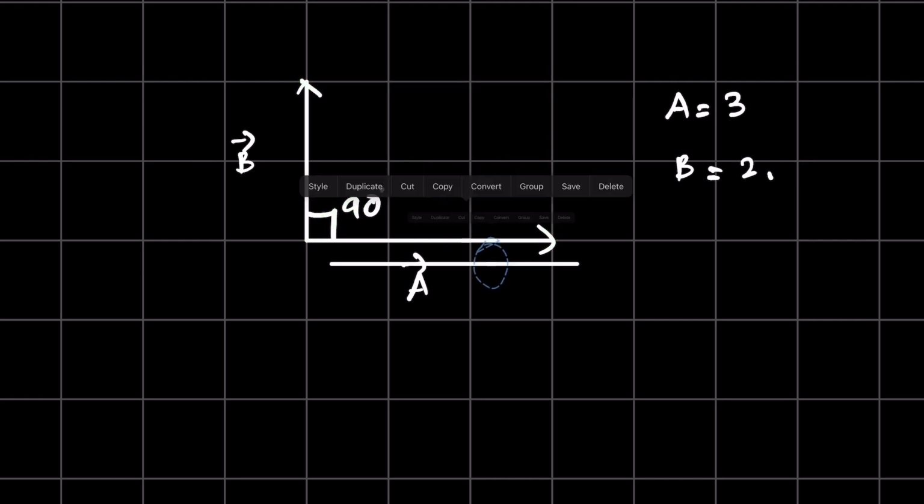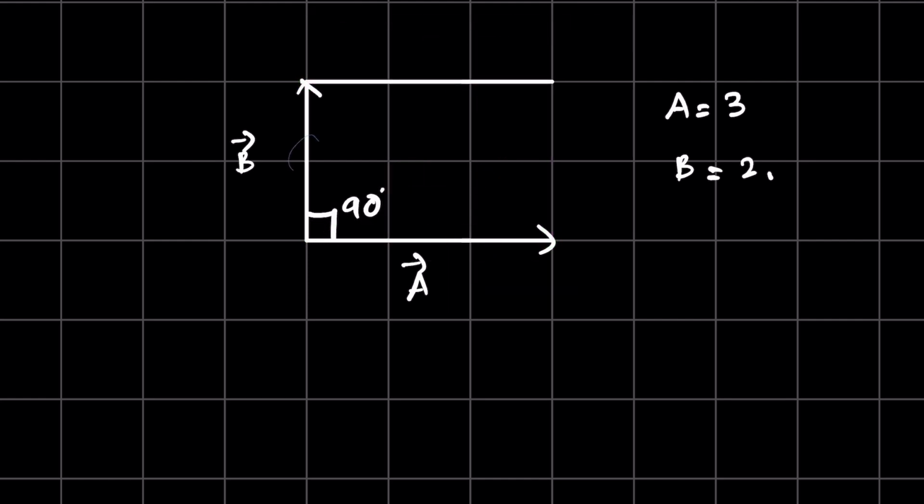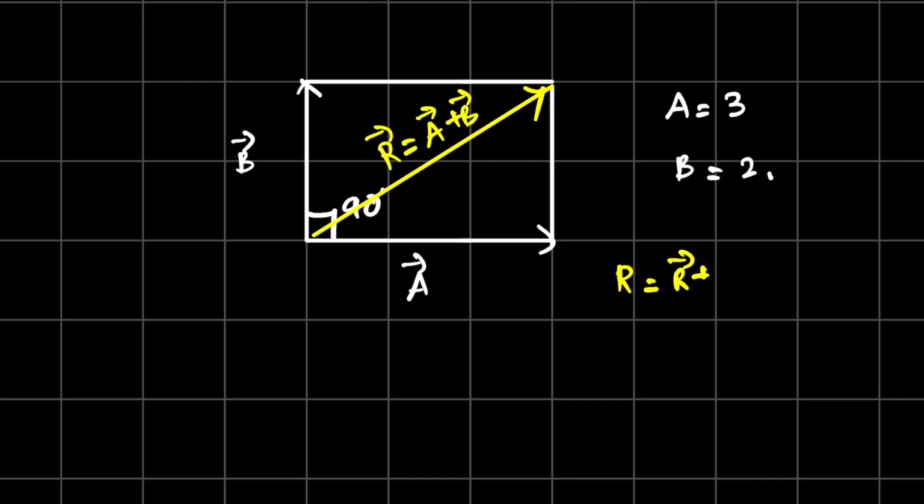Now the resultant is nothing but this. This is your resultant, which represents a vector plus b vector. So the resultant vector here represents the sum of the two vectors. So R vector equals a vector plus b vector, and the modulus of R vector is R.